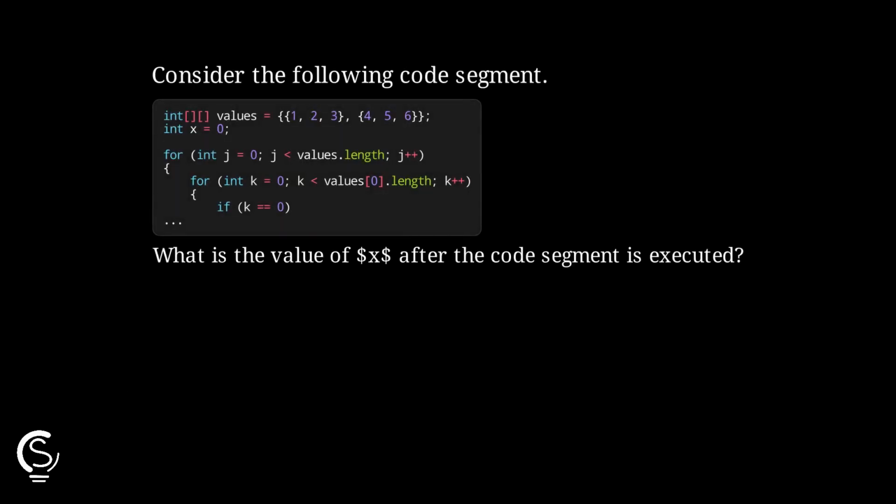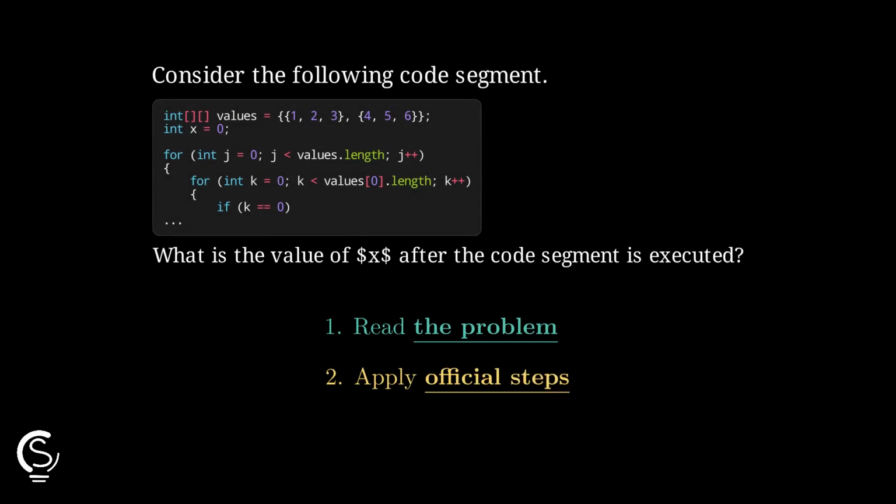Solving this nested loop problem is fast if you track changes correctly. Let's break down this 2D array code to find the final value.